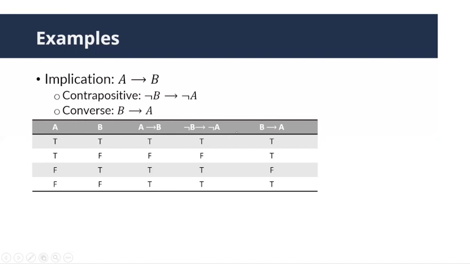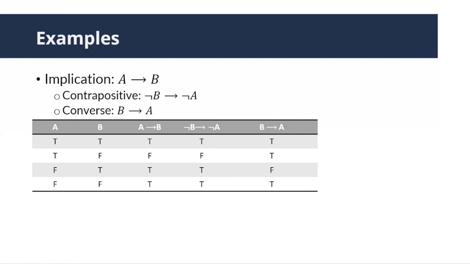Based on the truth table of implication, we know not B implies not A must be true. For the second row, B is false, so not B is true. A is true, so not A is false. Therefore, you have true implies false, and then the whole implication is false. So you can decide the truth value of this implication for the third and fourth rows. And similarly, you can decide the truth value for B implies A in the last column.